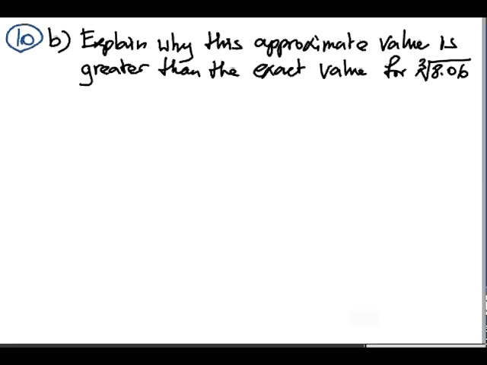The final part of the last question says explain why this approximate value is greater than the exact value for the cube root of 8.06. This is a hard question. In fact, only 8% of people who actually took this exam actually got marks for this thing. So, for this to happen, you actually need to know a little bit about how linear approximation works.